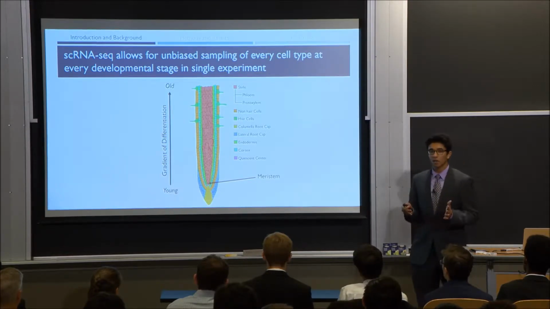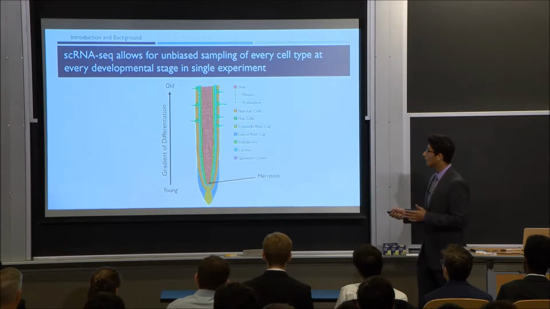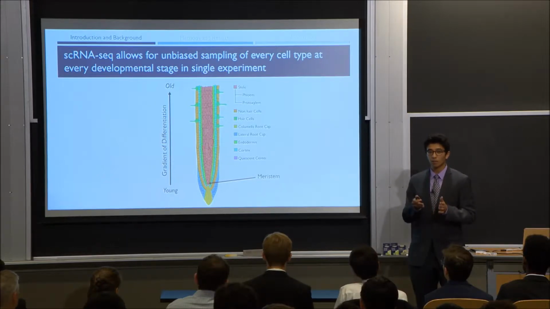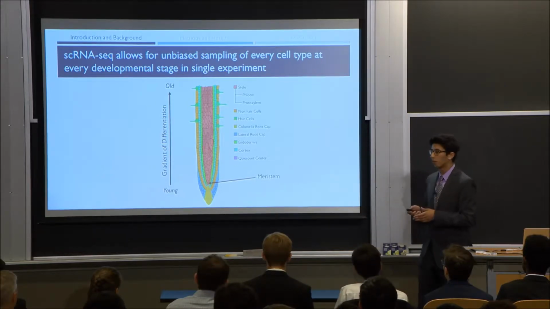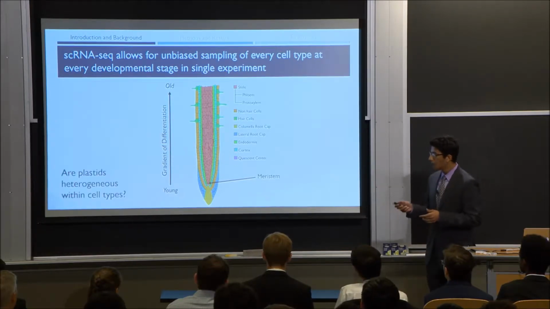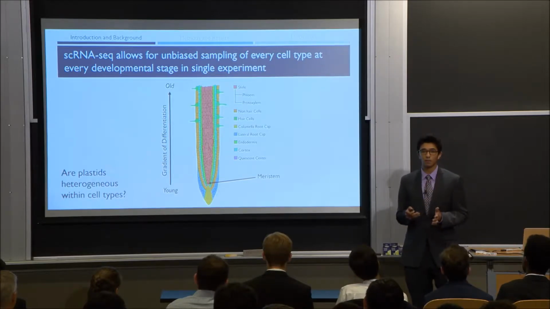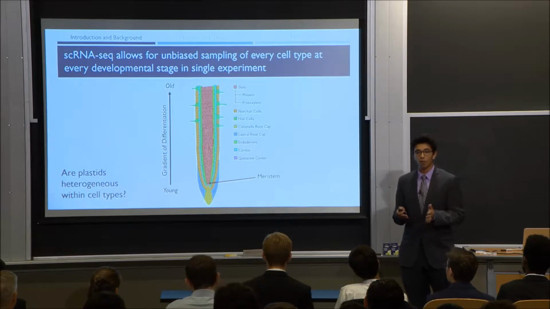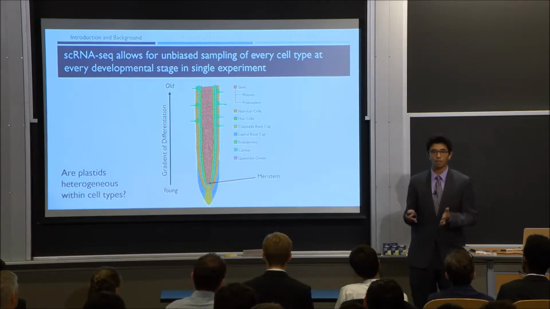And using single-cell RNA sequencing technology, we can capture gene expression profiles for each and every one of these cells. And we can study their development, specifically plastid differentiation relative to that development. And we can begin to answer one of the main questions of this study of whether plastids are heterogeneous within cell types. In other words, do the same cells have the same plastids?